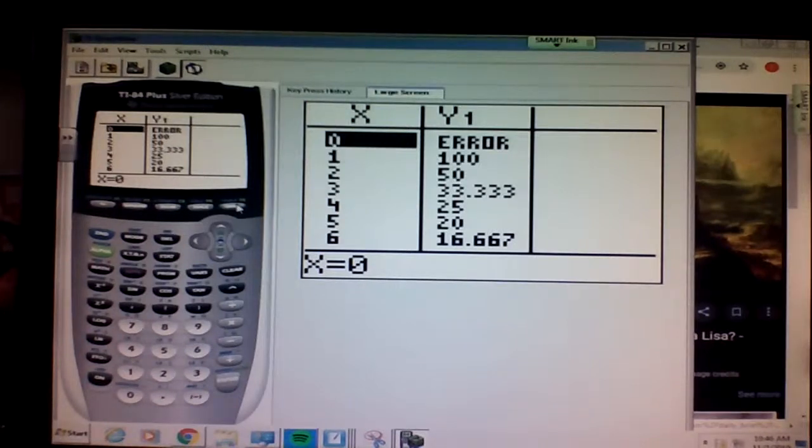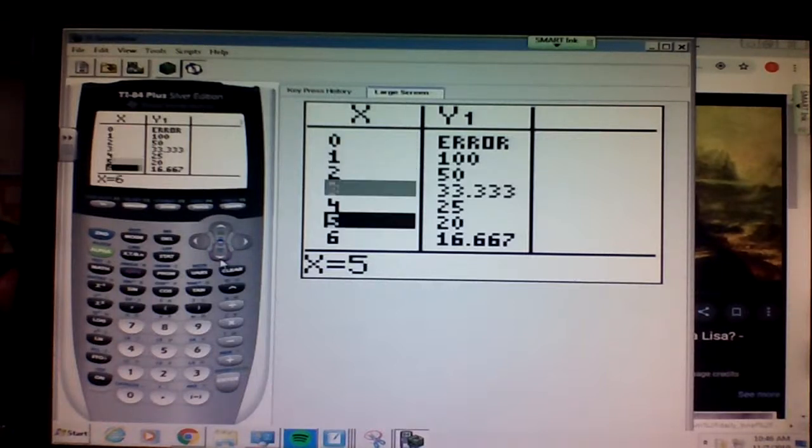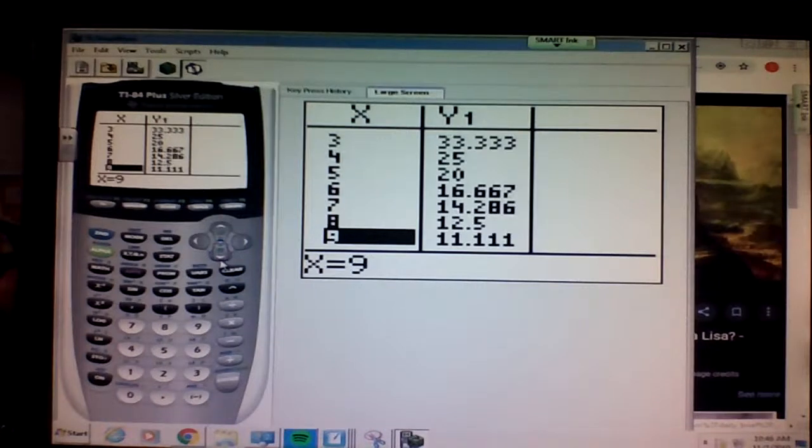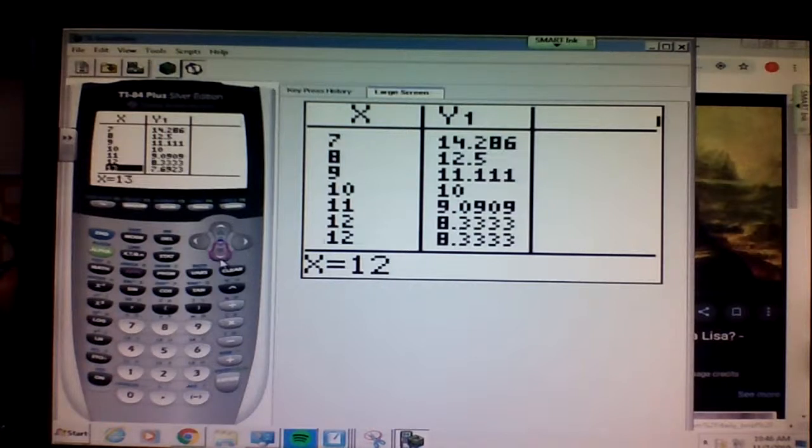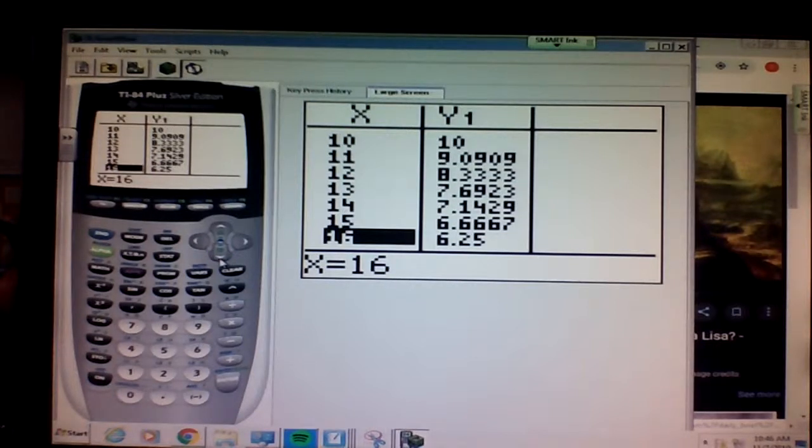4 and 25, 5 and 20. 6 and 16. No, not 6 and 16. 16 is not a whole number. Skip 7, skip 8, skip 9, 10 and 10. That's perfect. Okay. So these are all of your factors of 100.